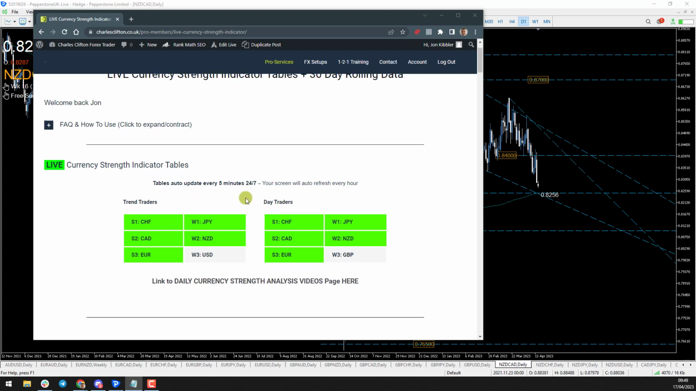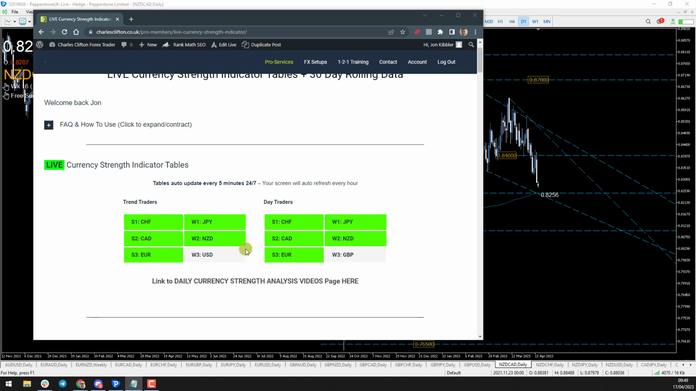Here we have our two types of tables in front of us. We have the trend traders table and the day traders table. These are the same studies but just highlighting different time frames. You can see here some of the currencies are highlighted in green. That means there's a confluence between the two trading time frames, and that's where we'll be focusing most of our attention in these videos. Tables auto update every 5 minutes so our members can see how the markets stand right now in real time.